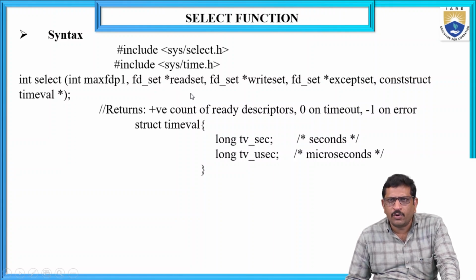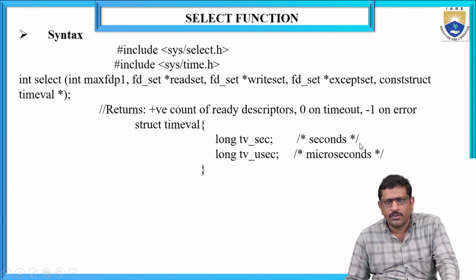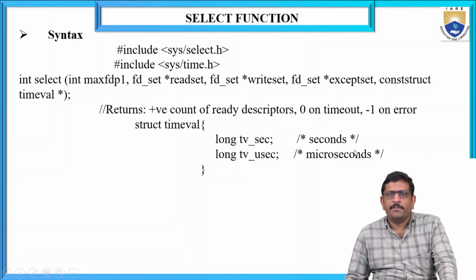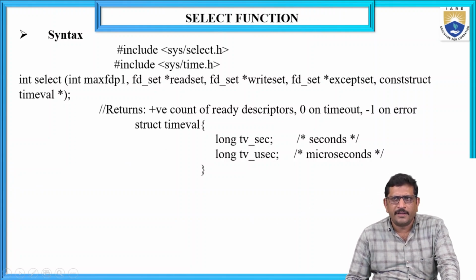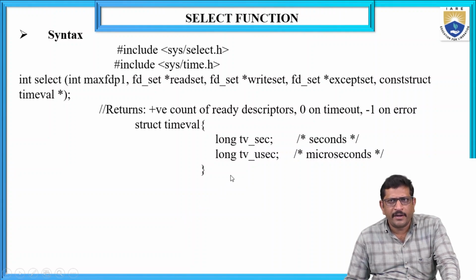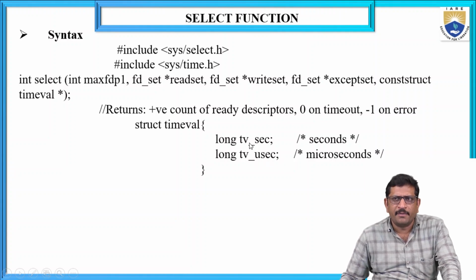It returns the positive count of ready descriptors, 0 on timeout, and -1 on error. Here 0 means it has timed out and -1 means an error occurred while communicating between the primary device and the secondary device. The structure timeval has long tv_sec, the time value measured in seconds, and long tv_usec, the time value in microseconds.